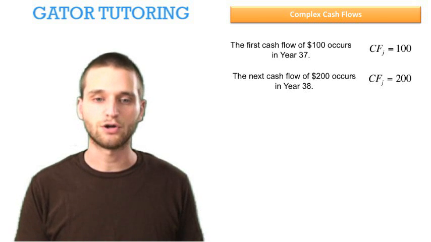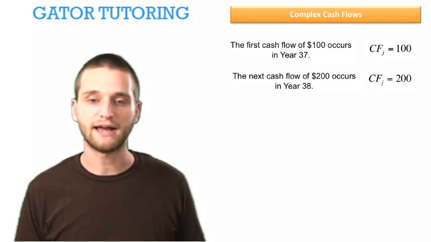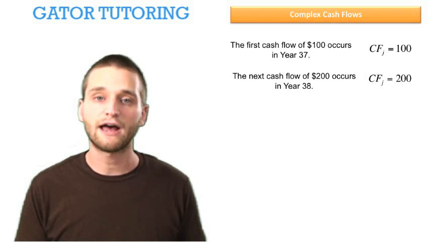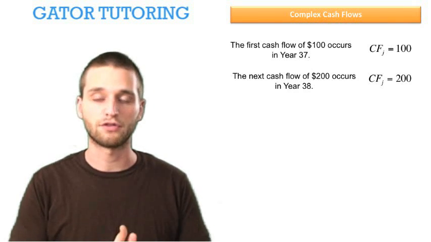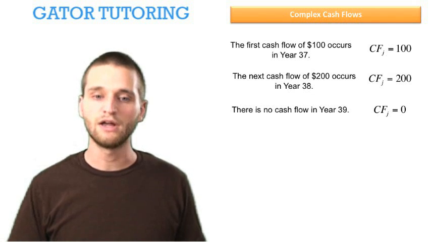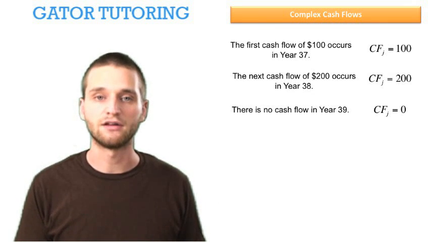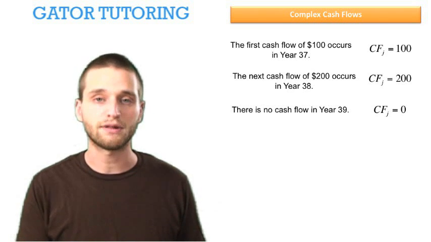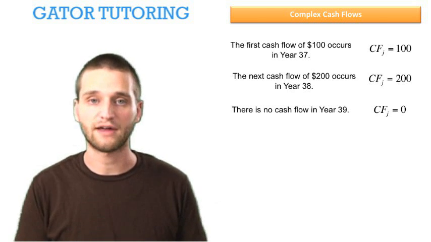The next cash flow of $200 occurs in year 38. So press 200 and then press your cash flow key. This tells your calculator that the cash flow for the period right after the first one is 200. There is no cash flow in year 39, so we have to input 0 and then press the cash flow key to use as a placeholder for this complex stream of cash flows.